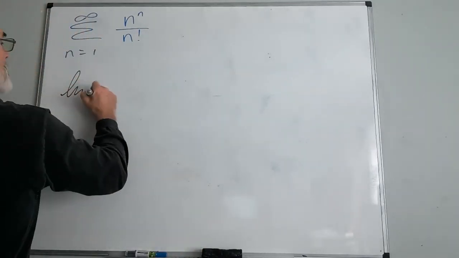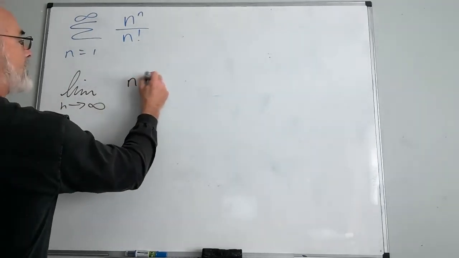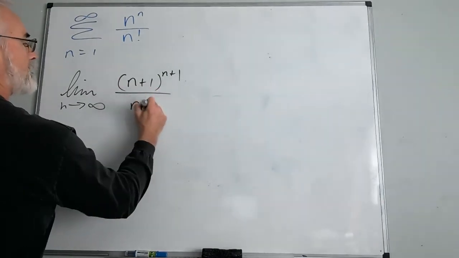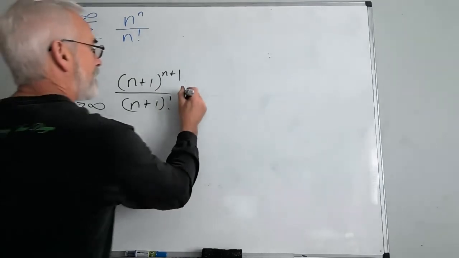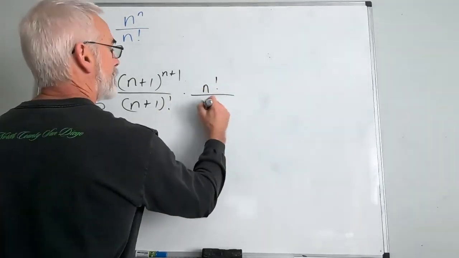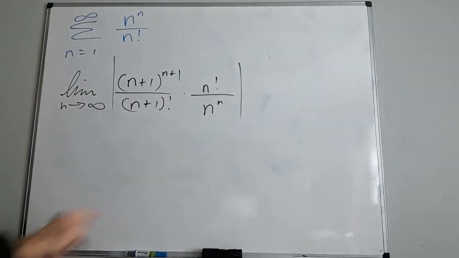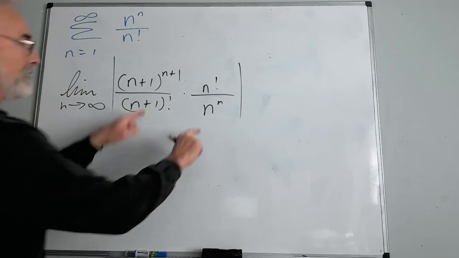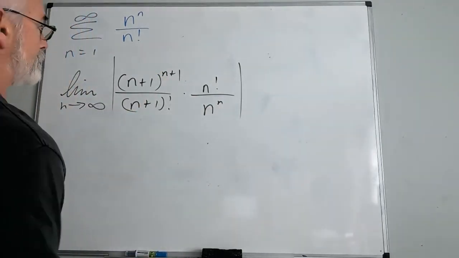All right. So I want to take the limit of consecutive terms. So that would be n plus 1 to the n plus 1 over n plus 1 factorial. Yikes. Now, as much as I would like to cancel, I can cancel here, but I cannot cancel here. Why can't I cancel? Different bases, different exponents.